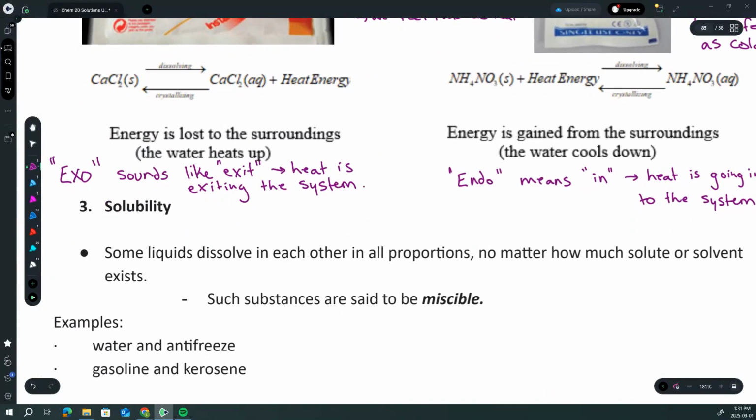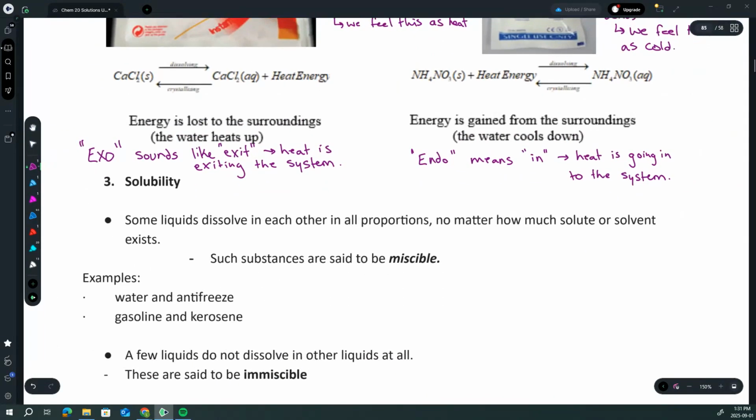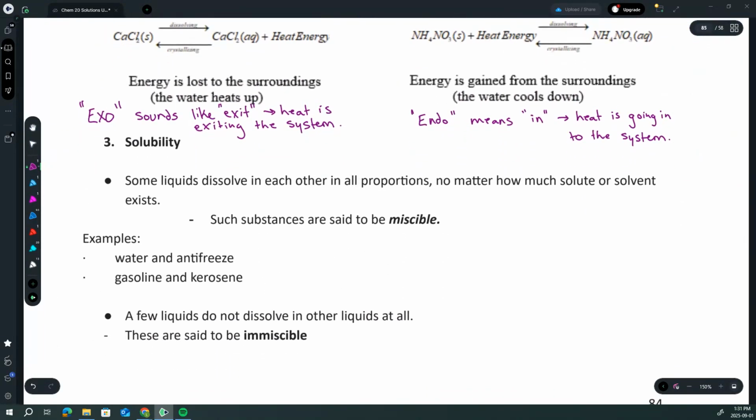All right, moving on to solubility. So there's two terms that you're going to need to know, miscible and immiscible. Okay, so miscible, what it means is that when two substances are miscible, they can dissolve each other no matter what the proportions are, okay, of your solute and your solvent.